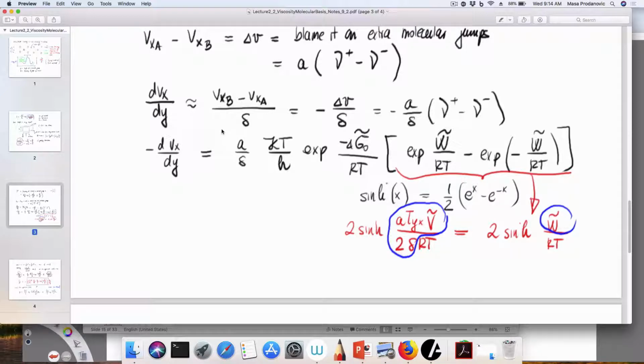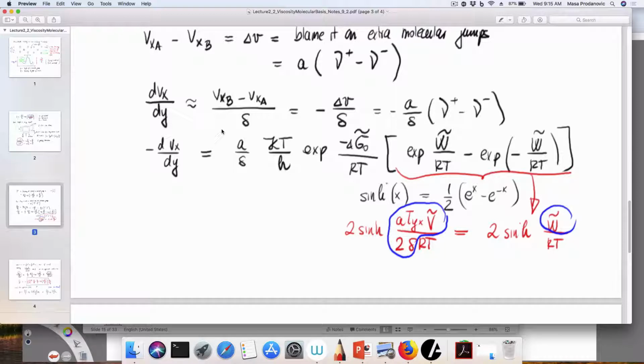So overall, what we actually derived is that even in this simplified setting, assuming this theory of jumping into vacant spots is a good theory for this situation, I got that I have a nonlinear relationship between tau yx and dvx/dy. That's the reality, even for the simplest liquid.